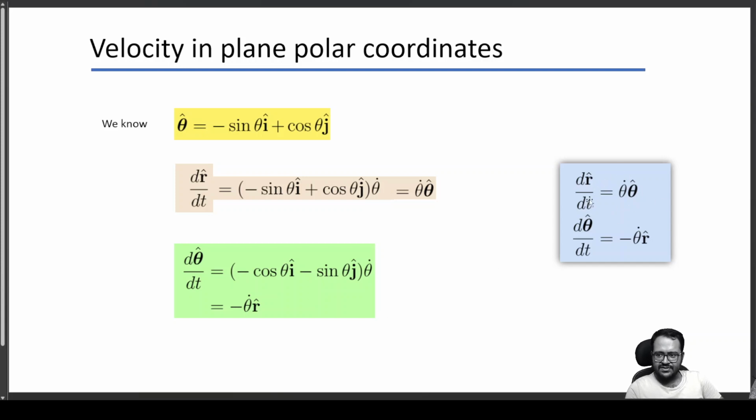So we get a very important result. dr cap dt, the rate of change of the unit vector in the r direction, is theta dot, the rate of change of angle, multiplied by theta cap. So dr cap dt is in the direction of theta cap. The rate of change of the unit vector of r will always be in the direction of the theta unit vector. d theta cap dt we also get back as minus theta dot r cap. So the rate of change of the theta unit vector is in the direction of the r unit vector multiplied by minus theta dot. Please remember this. We'll use it in the very next part.